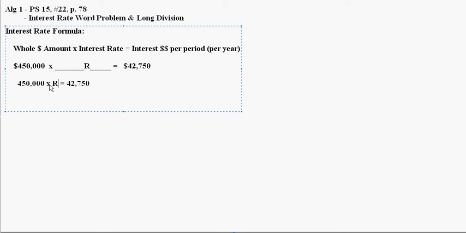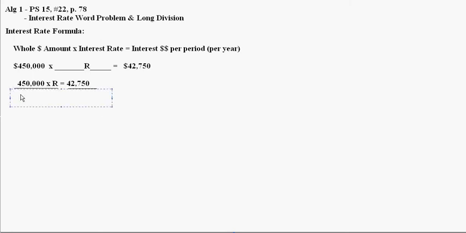And in algebra, we now need to get the unknown man R alone, but he's connected to 450,000 by a multiplication sign. So I need to get rid of the 450,000, and I do that by applying the opposite of multiplication, which is division. So I am going to divide each side by 450,000, with 450,000 as the denominator on the left side, and 450,000 as the denominator on the right side.